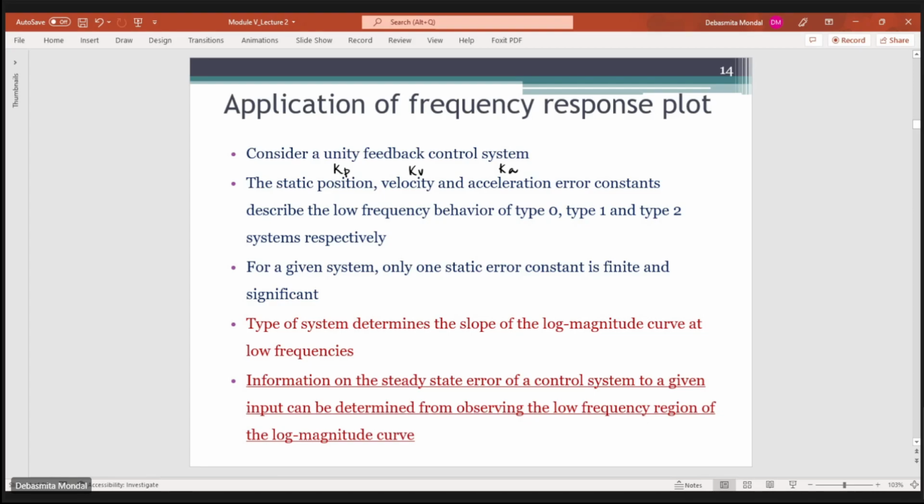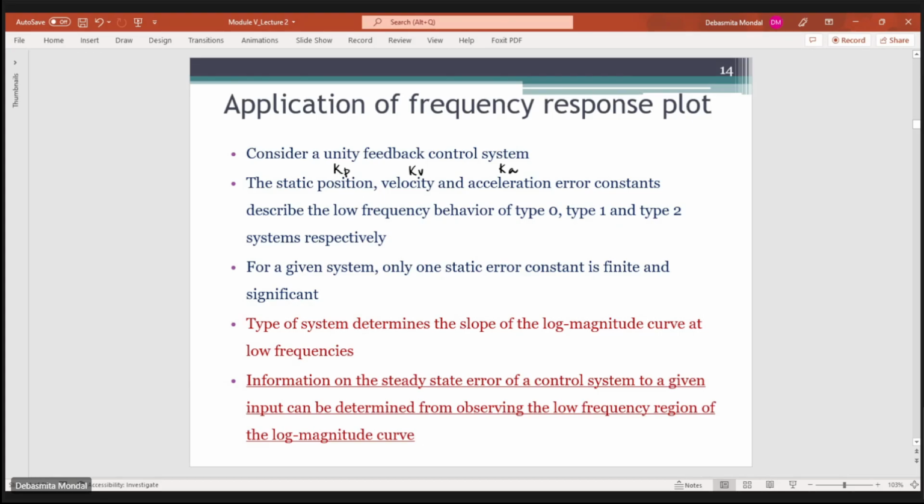So vice versa, if you analyze the low frequency behavior in the Bode plot, from there you can find out the values of Kp, Kv and Ka. And once you know these, you can find out the static or steady state error constants. For a given system, only one of these three static error constants is finite, and that is the significant value. All the other static error constants will be either 0 or infinite depending on the type of the system that you are dealing with.